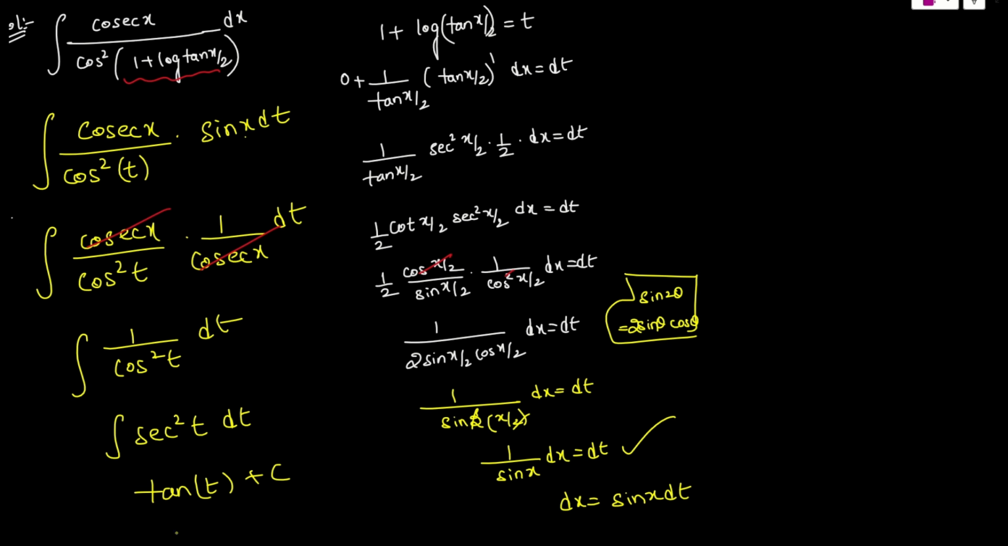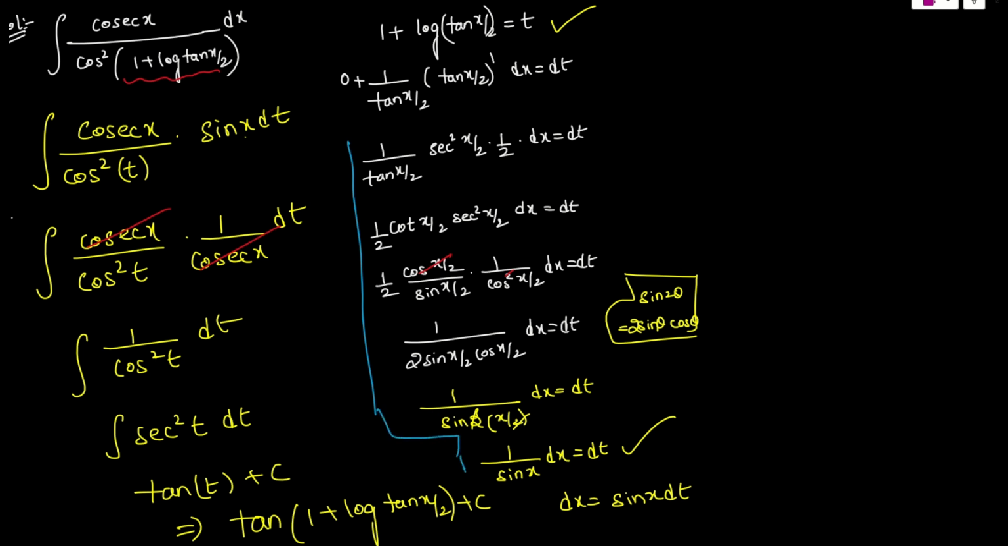So finally what is our t? I'll be getting tan of 1 plus log tan x by 2, plus c. This is our final answer. If you have any doubts in this, let me know. These are the notations I'll be using. Everything you have to write in your paper only. Okay, fine. Thank you.